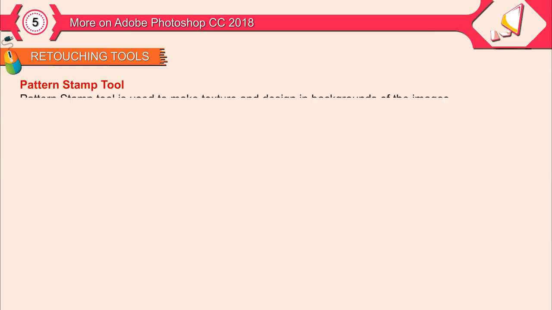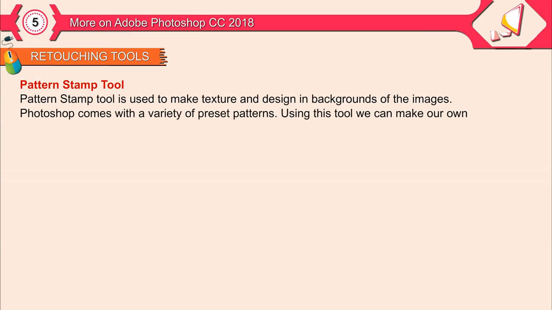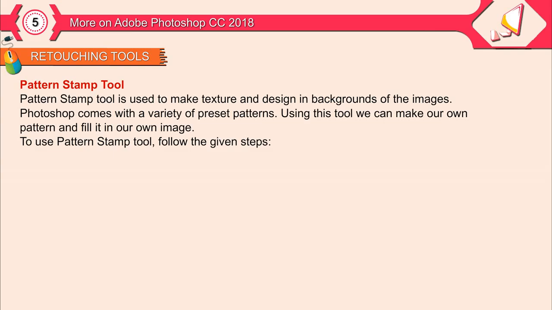Pattern Stamp Tool. Pattern Stamp tool is used to make texture and design in backgrounds of the images. Photoshop comes in a variety of preset patterns. Using this tool, we can make our own pattern and fill it in our own image. To use Pattern Stamp tool, follow the given steps.